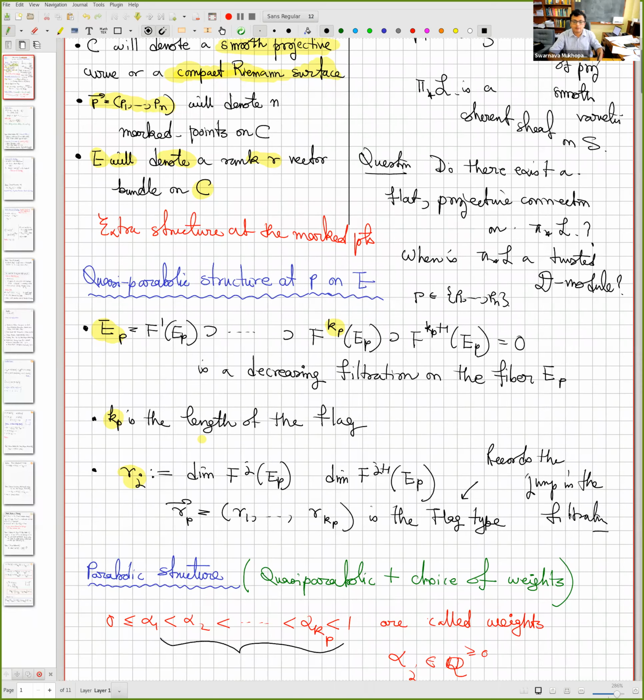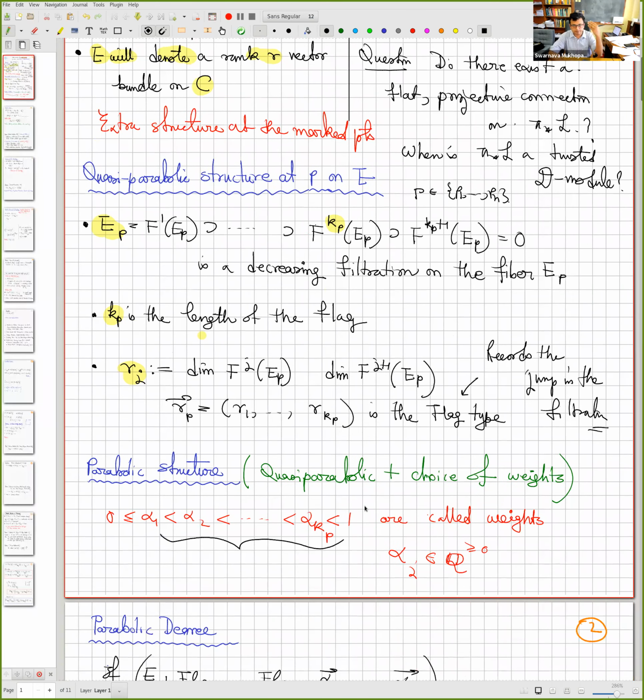So this is what is called the quasi-parabolic data. A vector bundle along with some marked points and some flags or filtrations on the fibers is called quasi-parabolic, and then it becomes parabolic if, in addition to those flags, I choose some rational numbers which I am calling weights, and the rational numbers are all increasing and they lie between 0 and 1. Okay, and they're not 1.